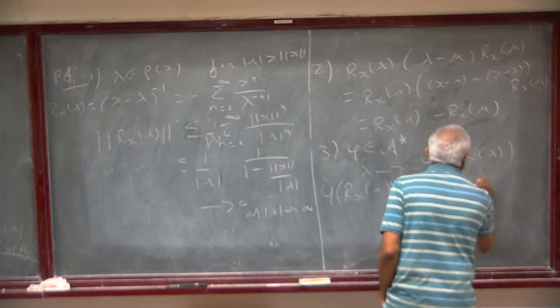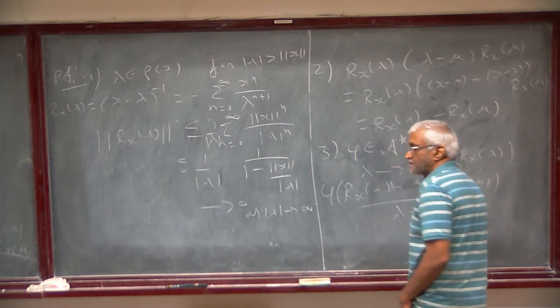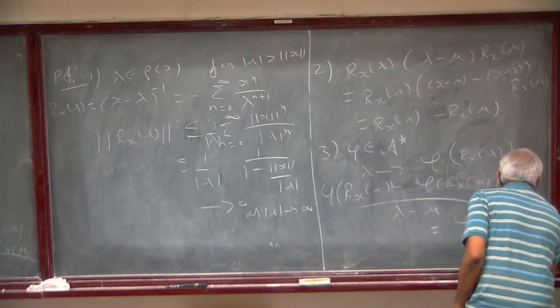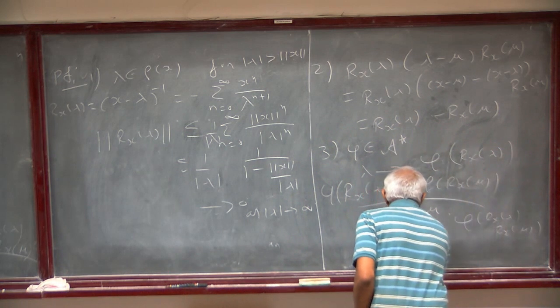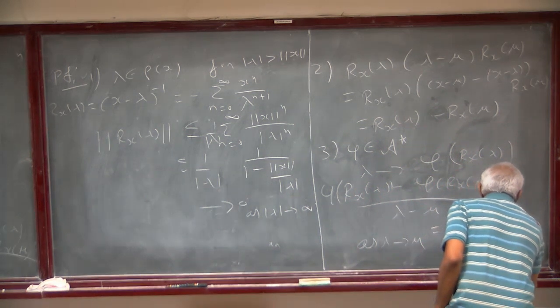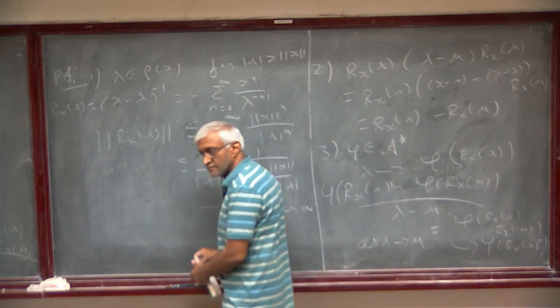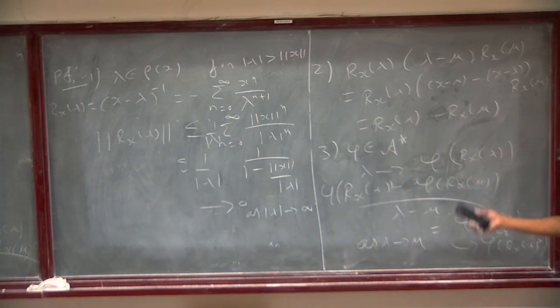So to prove that, we consider φ of Rx(λ) minus Rx(μ), divided by λ minus μ, which we know is equal to φ of Rx(λ) times Rx(μ). As λ goes to μ, this whole thing will go to φ of Rx(λ) squared. The limit exists, so it is differentiable, so it's analytic. That's all. You compute the limit directly. You have done courses in complex analysis, no?